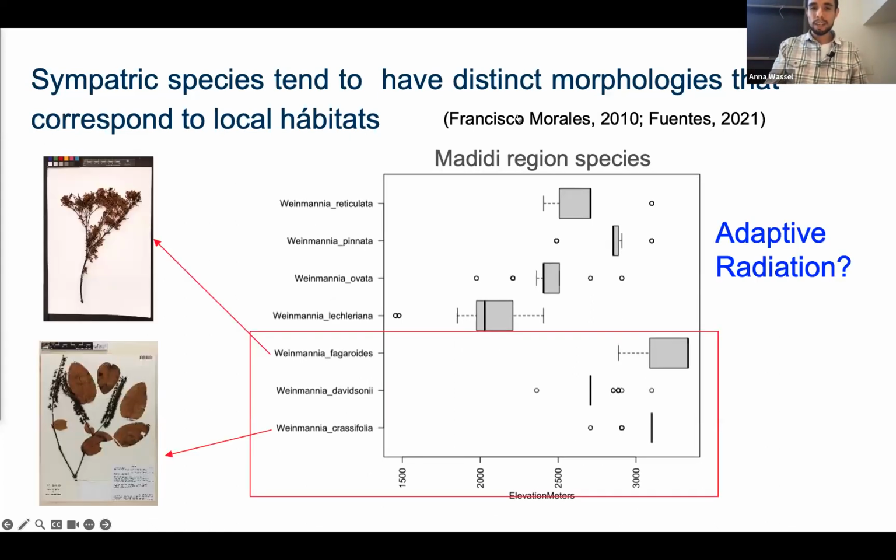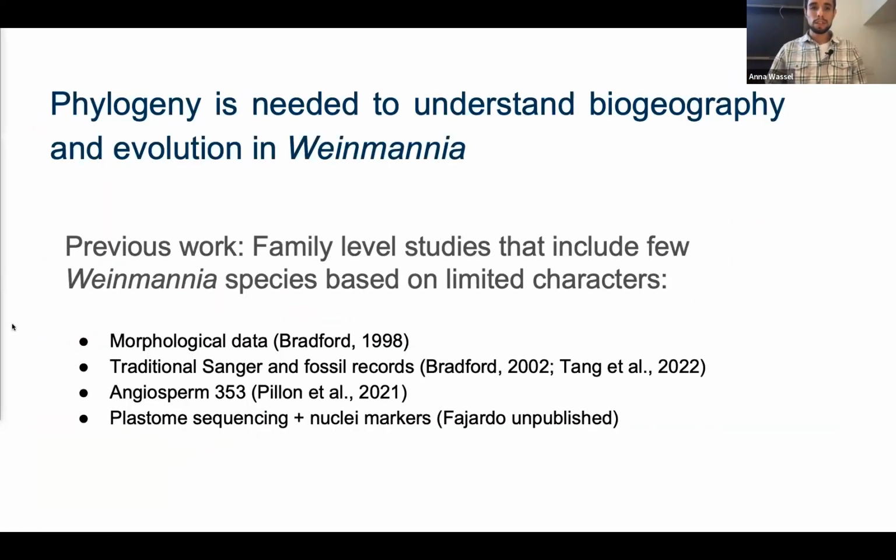So even when they coexist at the same elevations, they tend to have distinctive morphology, such as the ones shown here with Weizmannia with compound leaves and small leaflets, and Weizmannia crassifolia with broad leaves, a simple-leaved plant. So this broad phenotypic variability that is apparently associated with environments and elevational niches has led us to think that this might be a case of an adaptive radiation. So that's one of the things we are interested in testing.